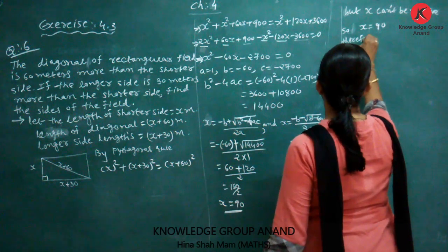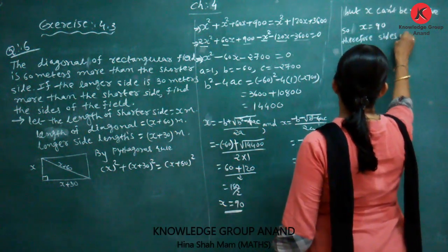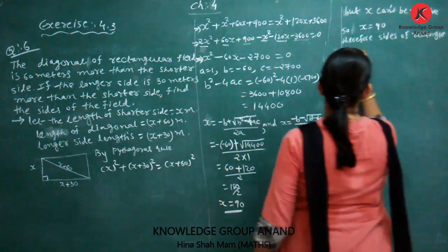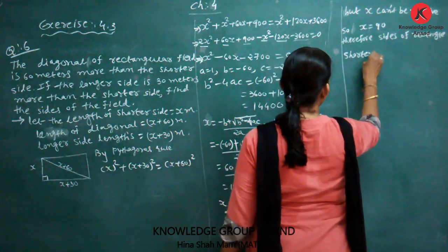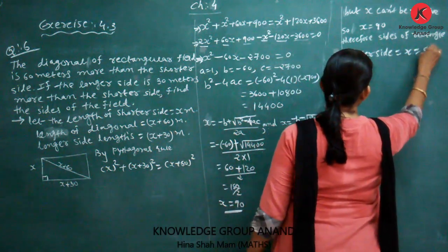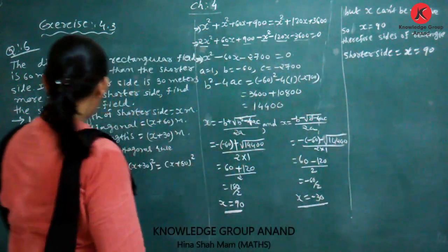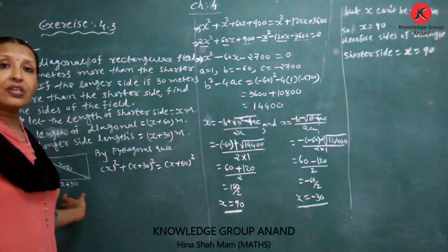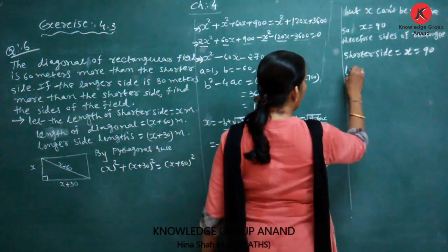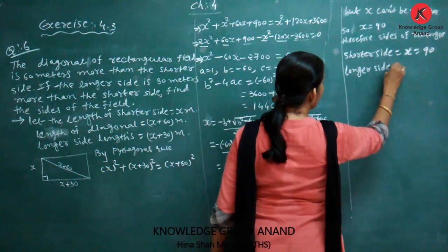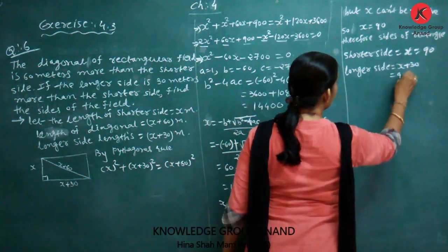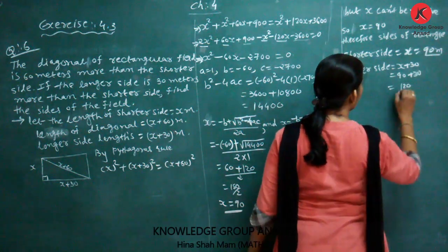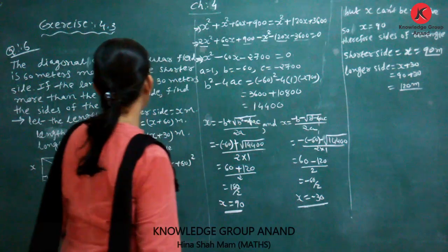Therefore, the sides of the rectangle: the shorter side is equal to x, and we know x is equal to 90. Longer side, what is the longer side? x plus 30, which is equal to 90 plus 30 equals 120. The shorter side is 90 meters and the longer side is 120 meters.